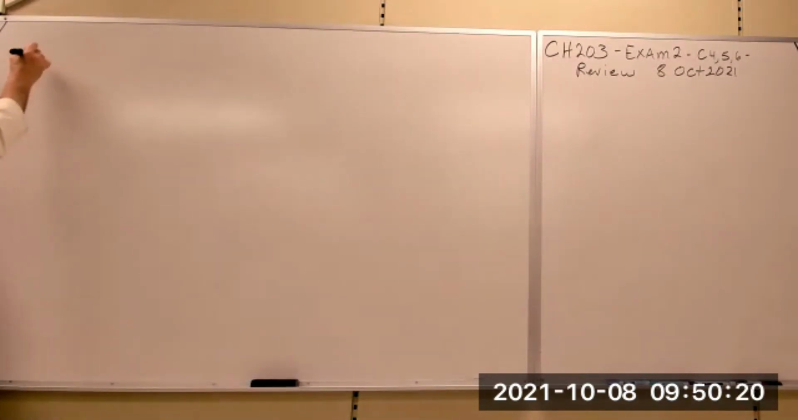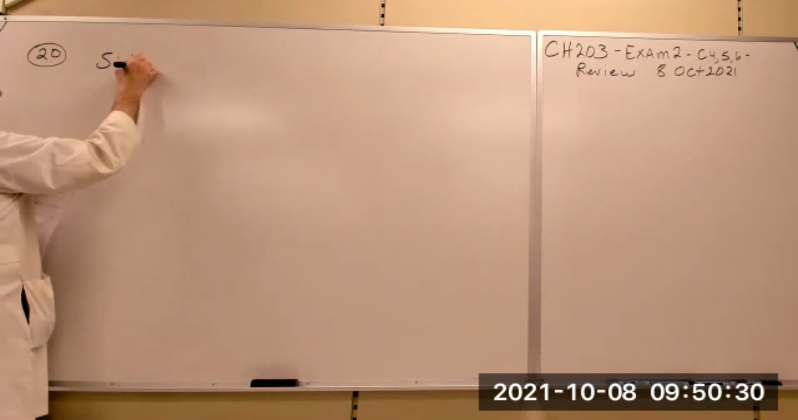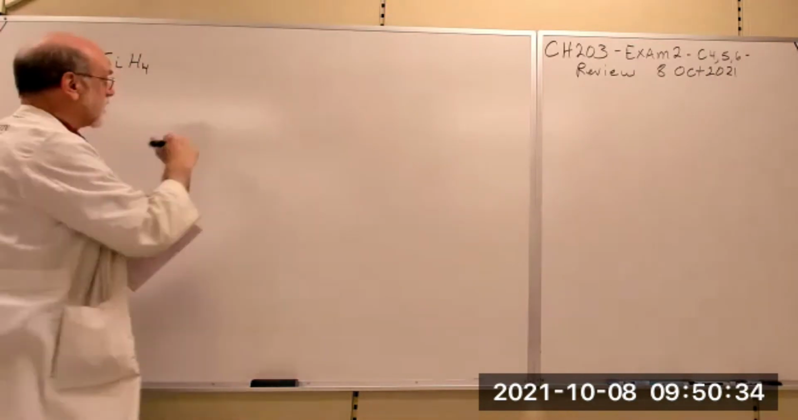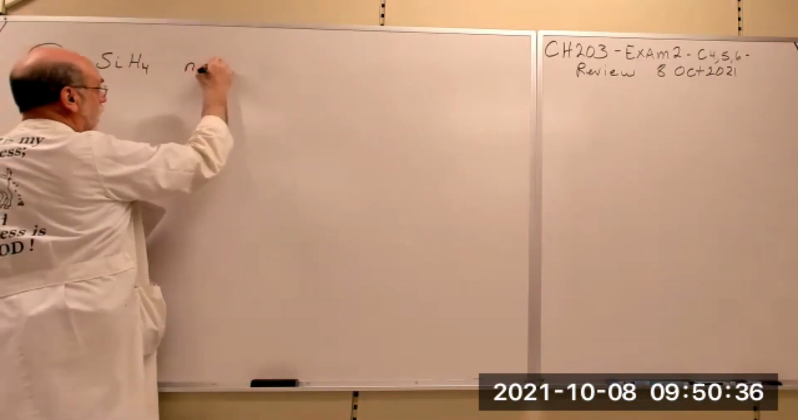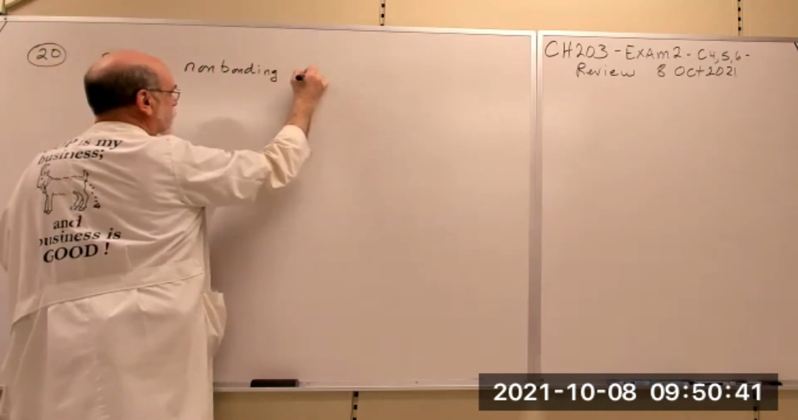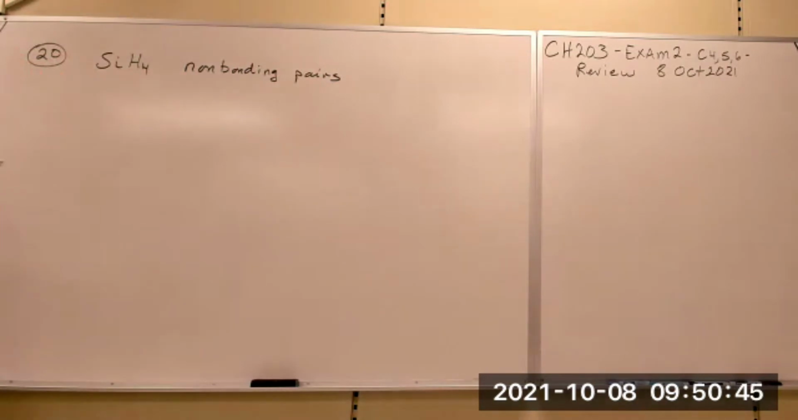How about this one? This is my number 20. The total number of non-bonding electron pairs present in the Lewis structure of this compound. Right? And just to keep myself straight, we're looking for the non-bonding pairs. The number of non-bonding electron pairs. Okay.